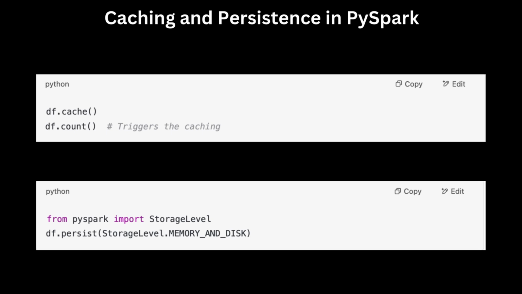For more control, you can use .persist with different storage levels. This will keep the DataFrame in memory if possible, and spill it to disk if needed. Caching and persistence can drastically improve performance when used wisely. But remember, overusing them can consume cluster resources unnecessarily. Always monitor your storage and memory usage when applying them. In summary, use caching and persistence to speed up your PySpark jobs when working with reusable data. It's one of the best ways to unlock efficiency.